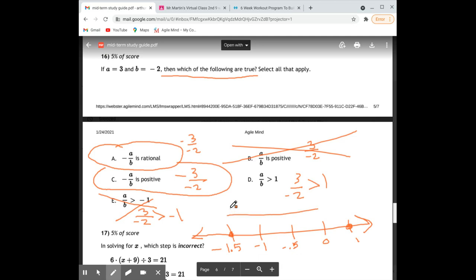Anything to the left of 0 is getting smaller. Anything that's going to the right is getting larger. So I want you to write this down. This right here is important. I want you to take a second to take some notes on that.